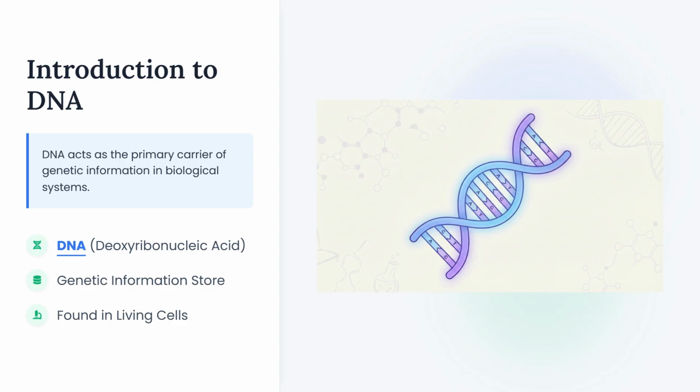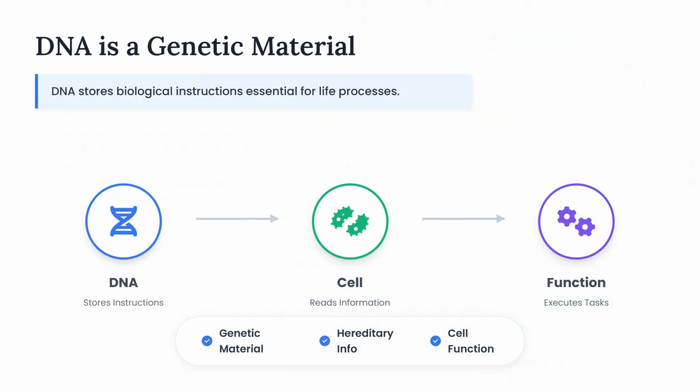Having understood its fundamental role, let's delve a little deeper. The heading is DNA is a genetic material. The text shows a flow. DNA stores instructions, the cell reads this information, and then functions execute tasks. The key words are genetic material, hereditary info, and cell function. So, this slide beautifully summarizes the central dogma in a very simple manner.